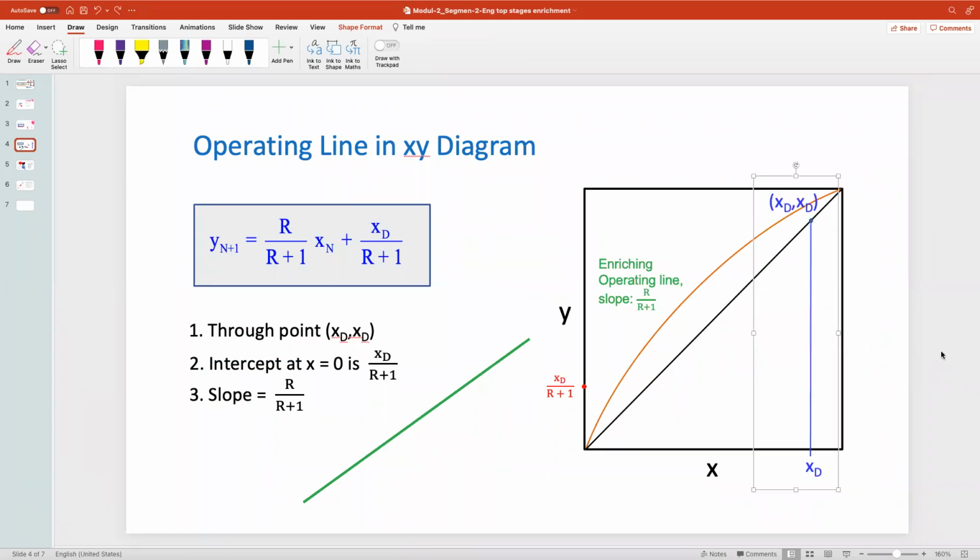Okay, first, before I put it there, if you have this equation y equal to mx plus c, what is your intercept? C, which is xd divided by r plus 1. Yeah, so you have to calculate xd divided by r plus 1, like this point here. So this is going to be your intercept.